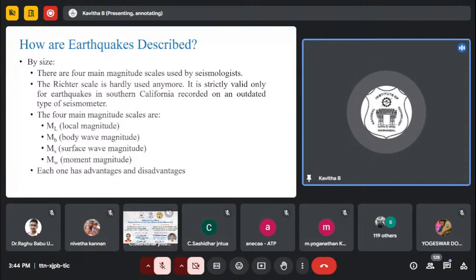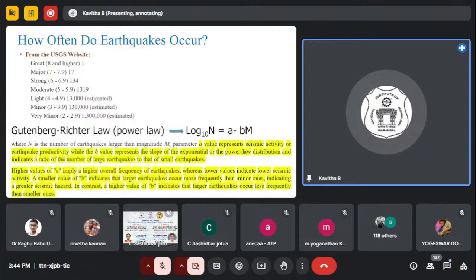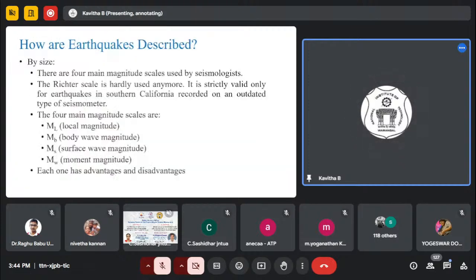So there are different types of magnitudes. As I told, magnitude is the quantitative term, which is related with the seismic energy release. Many other types of scales are also followed in magnitude. The most used, the presently used one is Mw, moment magnitude. This moment magnitude is the universal scale people are adopting now. That's what is followed in India.